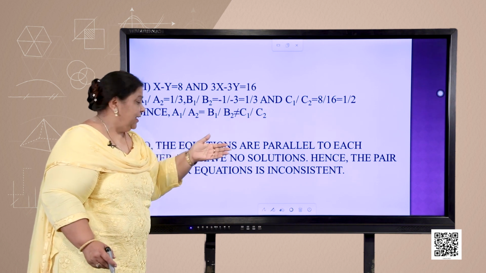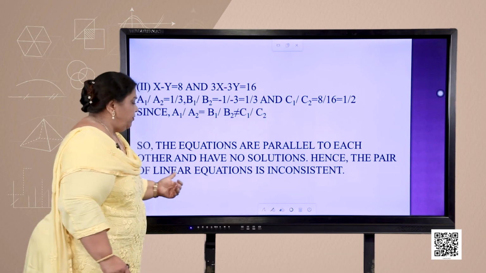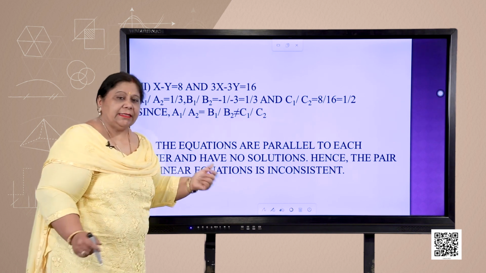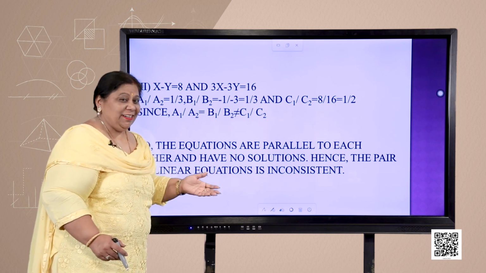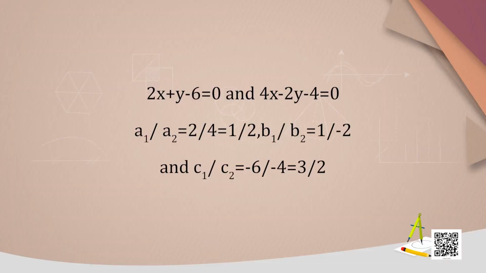what is this condition? It is the equations are parallel and they are parallel to each other and they have no solutions. Hence, the pair of linear equation is said to be inconsistent. So, we need not draw the graph here. Let us see the next part.